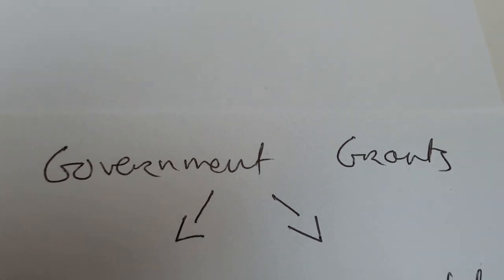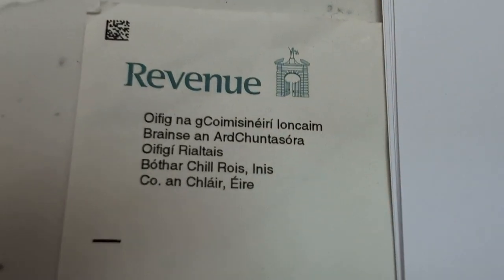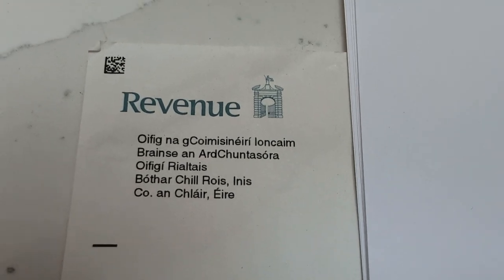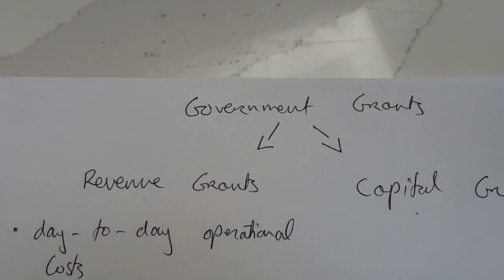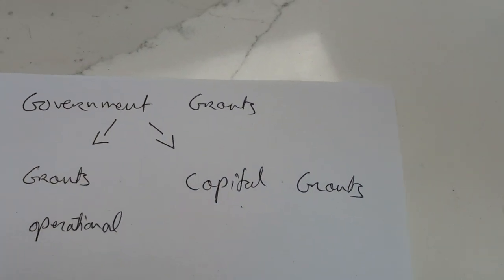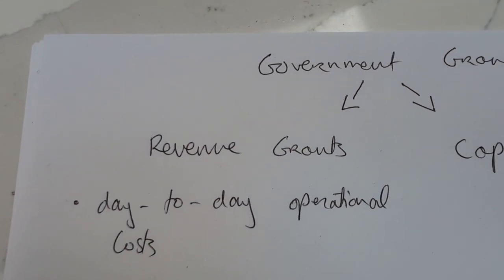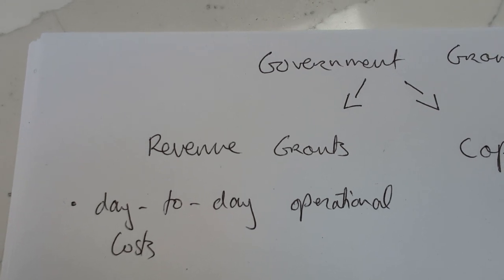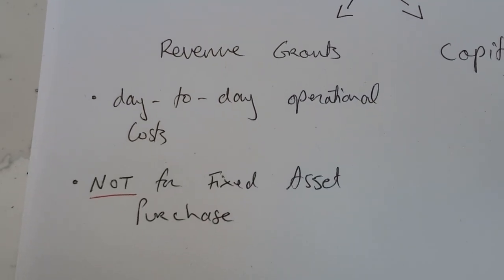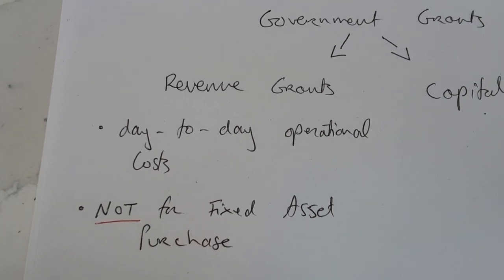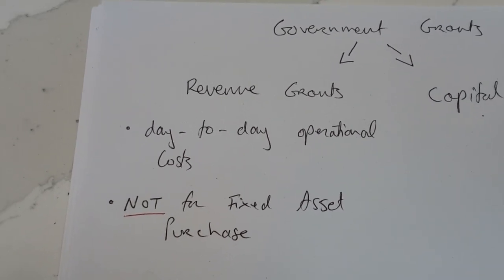This video will look at government grants. This is money you get from the government. There are two types of grants. There's a revenue grant and there's a capital grant. Let's work down the revenue side first. These are for day-to-day operational costs and expenses. They're not for fixed asset purchases. Let's look at some examples of what they are.